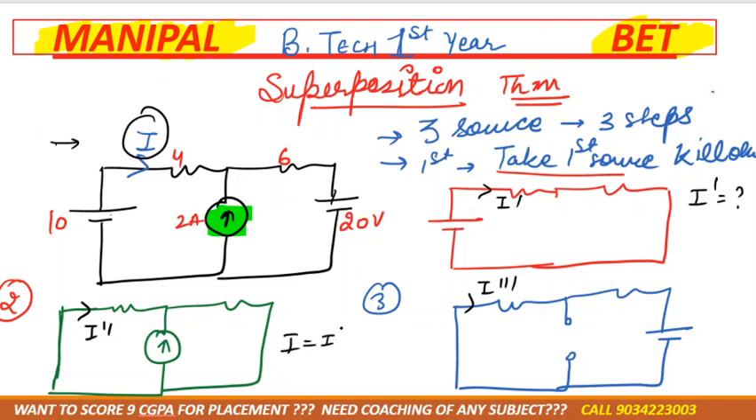Final answer will be I is equal to I dash plus I double dash plus I triple dash, because all three are moving in this direction. And you can get the current by using mesh or nodal, that depends on you.